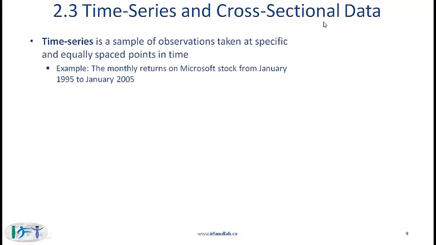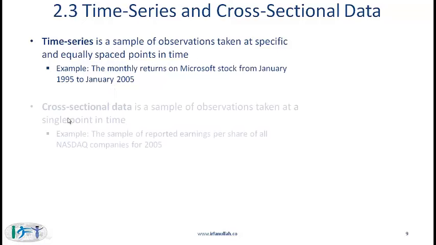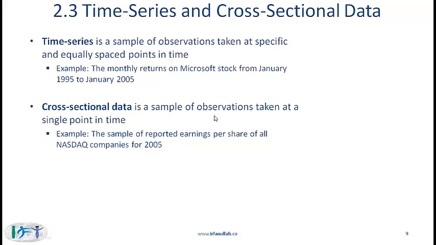Time series and cross-sectional data. Time series is a sample of observations taken at specific and equally spaced points in time. For example, the monthly returns on Microsoft stock from January 1995 to January 2005. That is fairly self-explanatory. Cross-sectional data is a sample of observations taken at a single point in time. So for example, the sample of reported earnings per share for all Nasdaq companies for 2005.